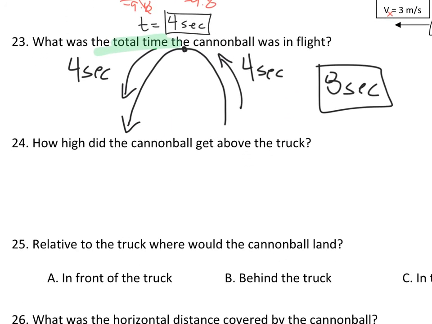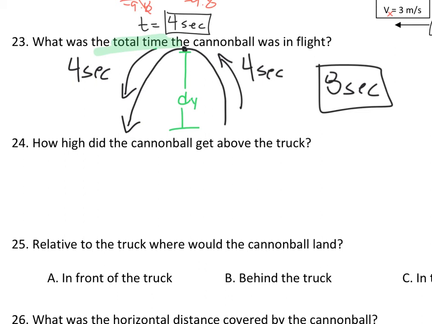So how high did the cannonball get above the truck? Okay, so again, I know how long it took to reach the top of the path. I want to know the vertical distance of that path, so I want to know how high it is from here down to the floor. So that's a vertical distance. Okay, so I want to know d.